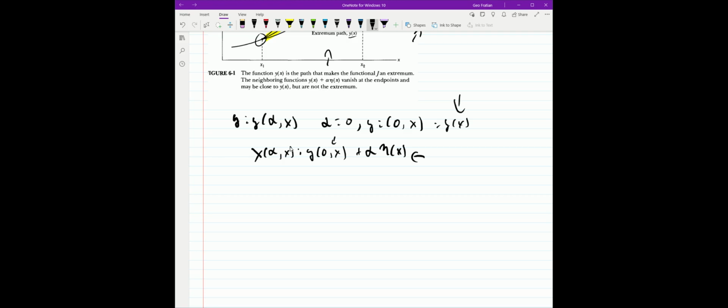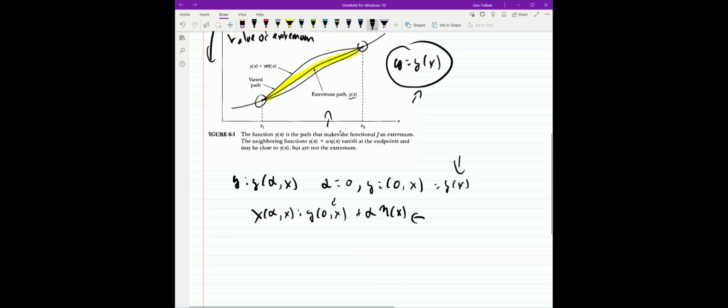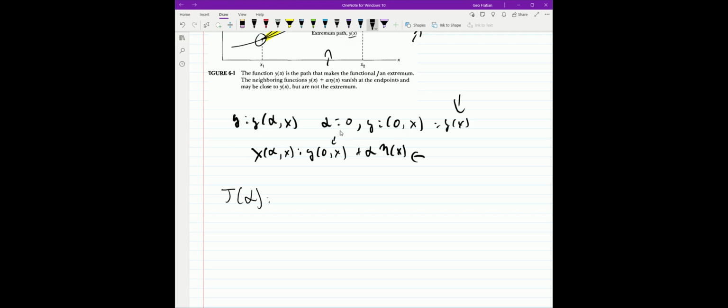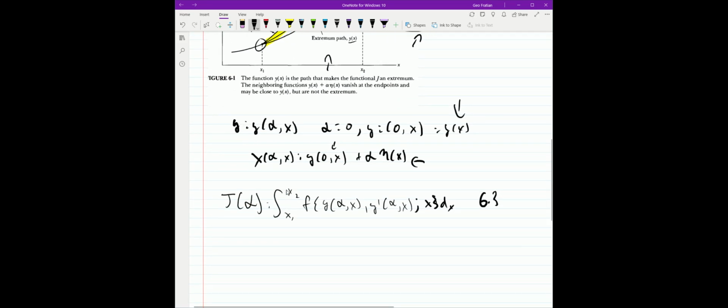Now, if we're allowed to vary our parameter alpha, we can rewrite this equation as follows, where j of alpha is probably as expected. You just replace the function y of x with y of alpha comma x, and then the first derivative of y of alpha comma x, dx. This is basically a generalization of a function called a functional, which is an integral functional in this case. I guess this is equation 6.3. It's just a type replacement of the original equation up here when we include the parameter alpha.